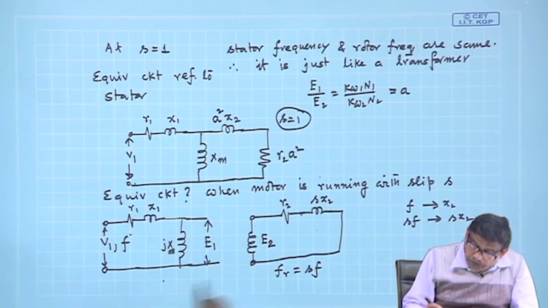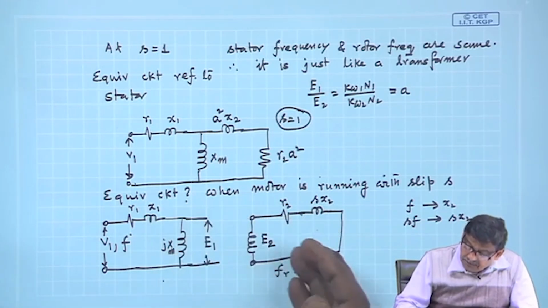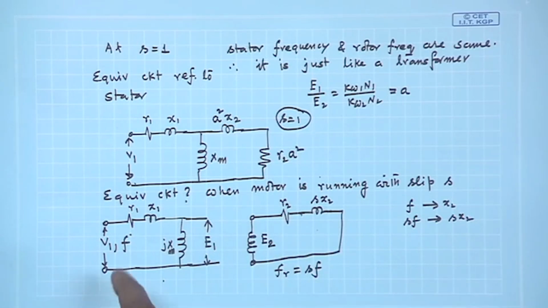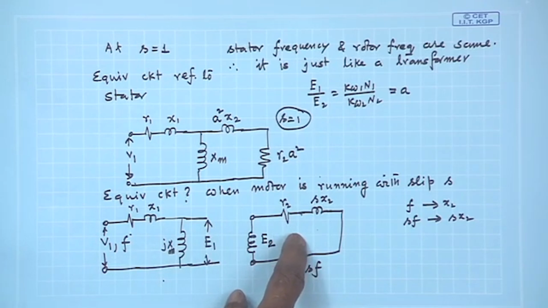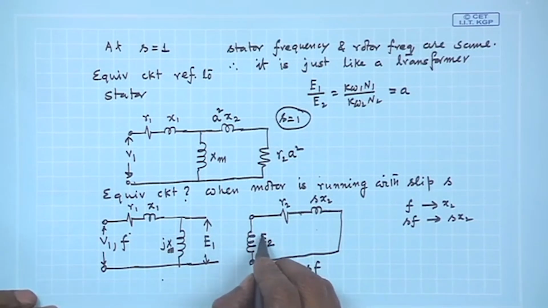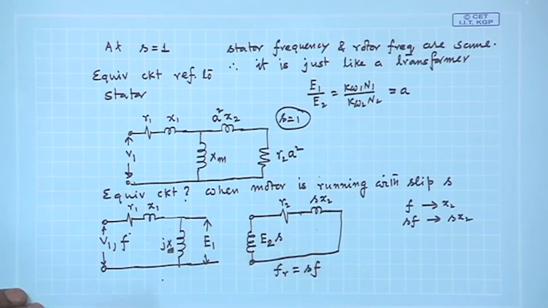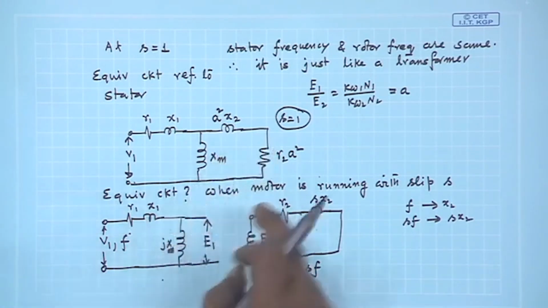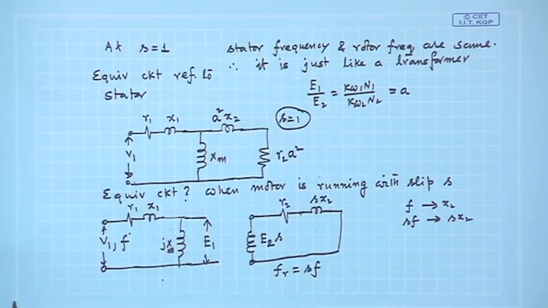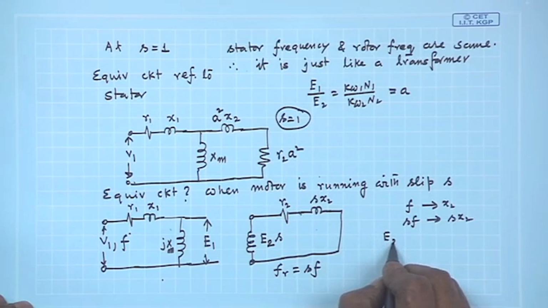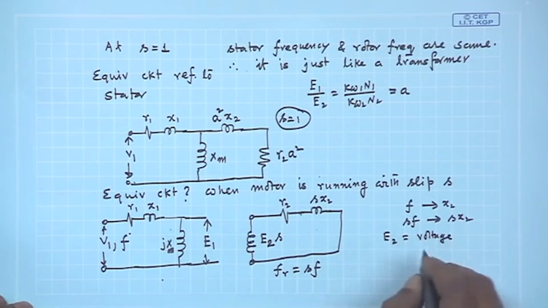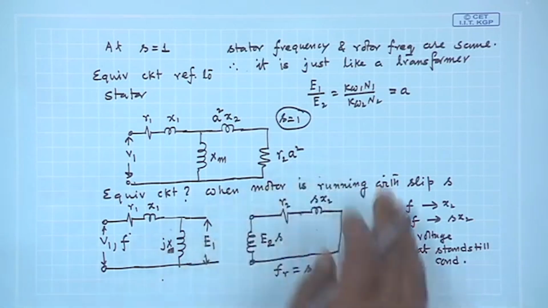Now, the moot point is, I am in a slightly difficult position, in the sense that there is a primary coil and there is a secondary coil, and the secondary voltage can also be written as S into E 2, where E 2 is the voltage at standstill condition. If E 2 is the voltage at standstill condition, then the induced voltage when the motor is running with slip S must be S into E 2, that we have seen. So, mind you, this E 2 is the voltage at standstill condition.